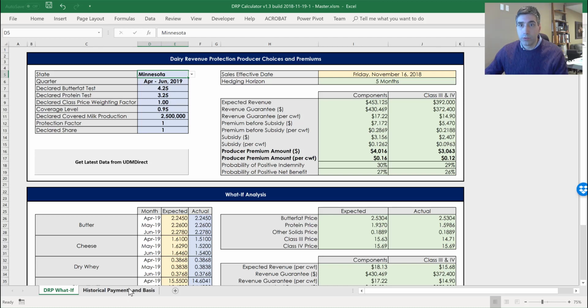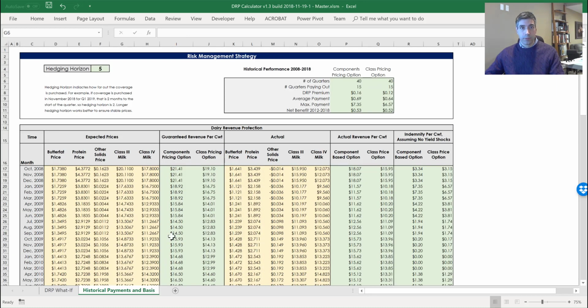And before we do that, we need to introduce the concept of hedging horizon. So what we want to do is say, well, how would this program have performed if we were doing what we are planning to do here for second quarter of 2019 if we were doing it consistently over the last 10 years. Okay, how do you model that? Well, what I'm going to assume is that if you're right now covering second quarter of 2019, that's as if you were always covering the quarter that is 5 months out. 5 months out. And I'm going to go to this second tab, historical payments and basis.